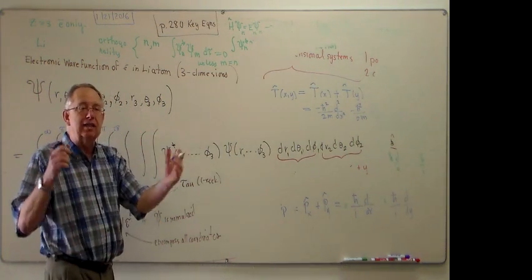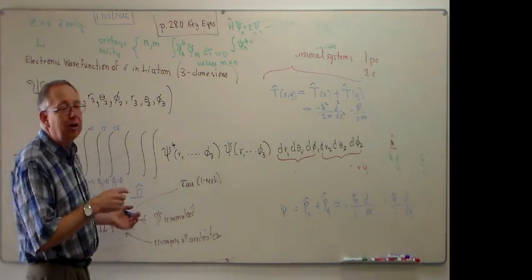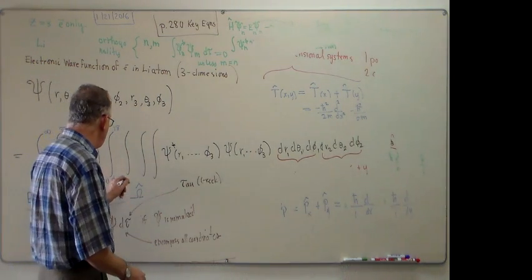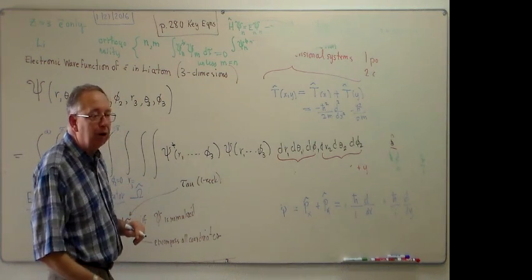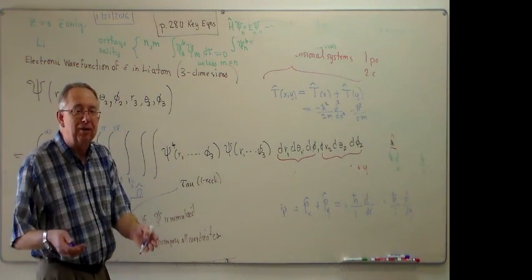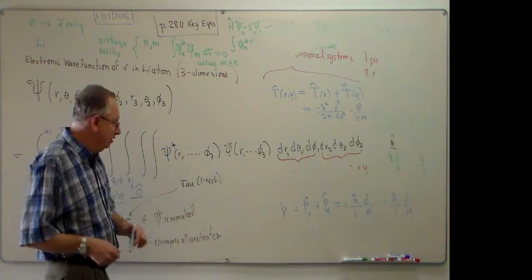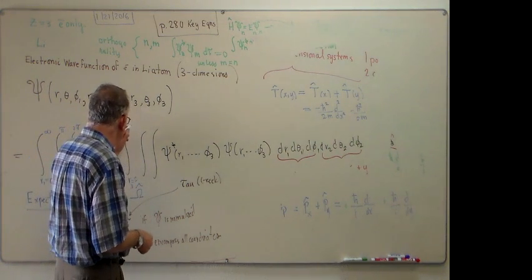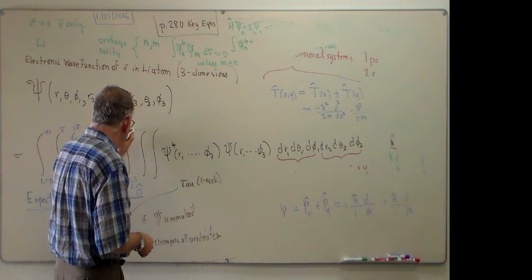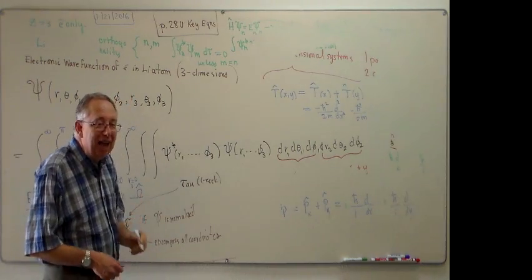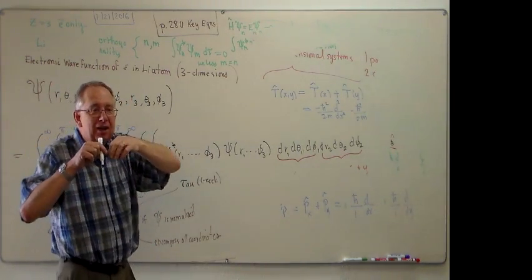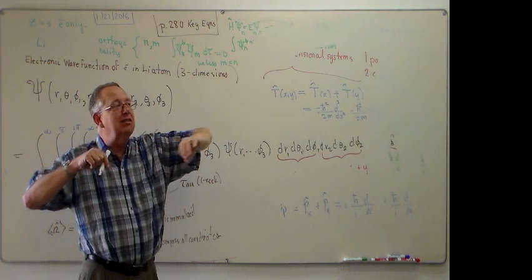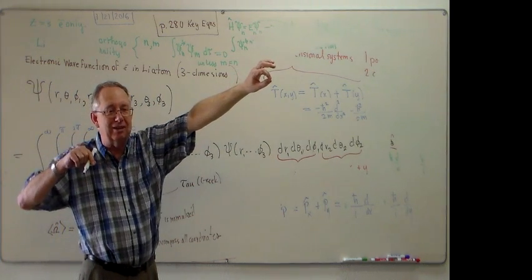And now we'll ask the students in the class to do the third one. So r3 is the coordinate for our third electron. It goes from where to where? 0 to infinity. Yeah, in principle, that electron could be right next to the nucleus to 1 billion light years away.